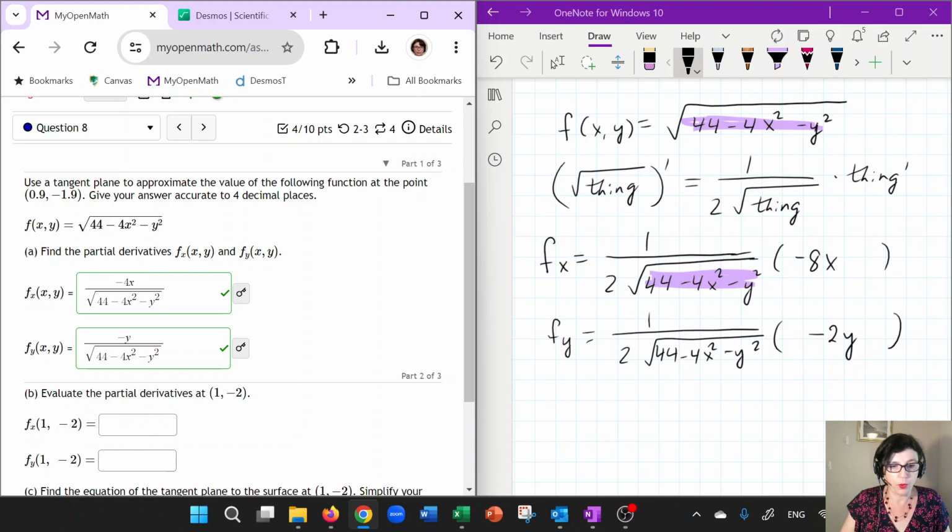To come up with the equation of the tangent plane at the point (1, -2), we want to plug in this point. And by the way, why (1, -2)? Because we are trying to approximate the function at the point (0.9, -1.9).